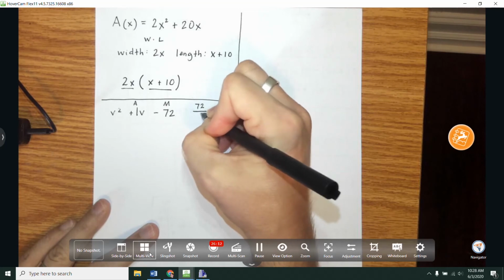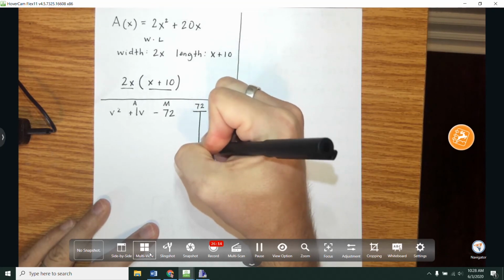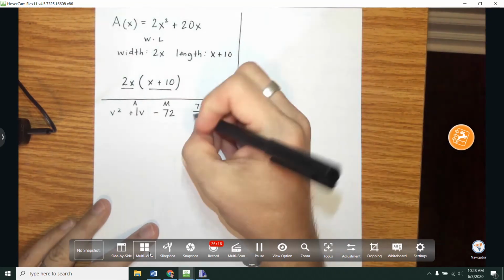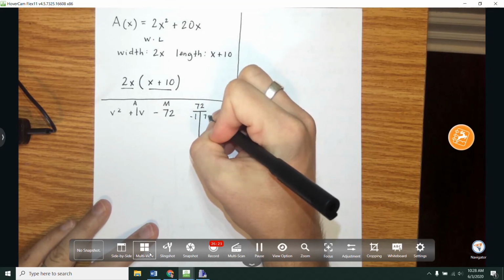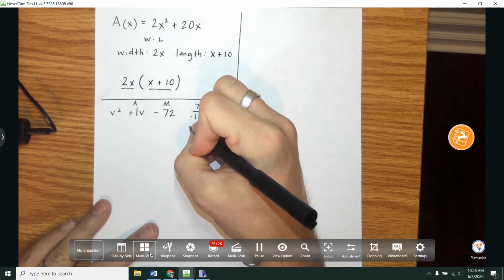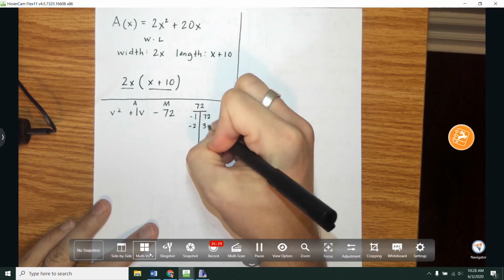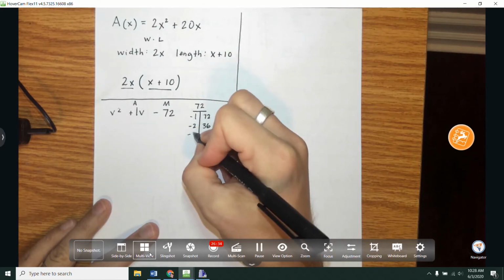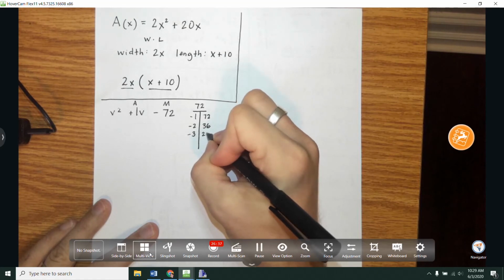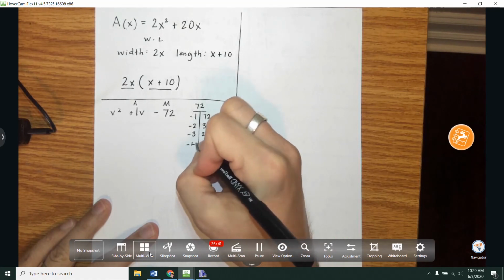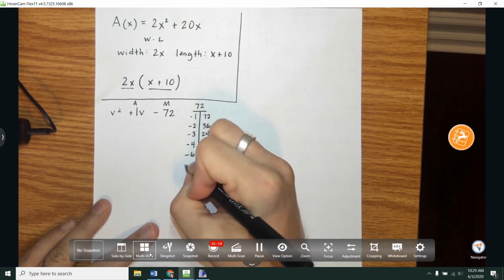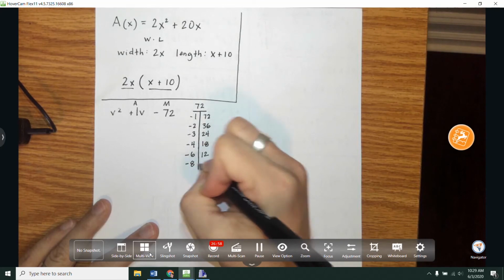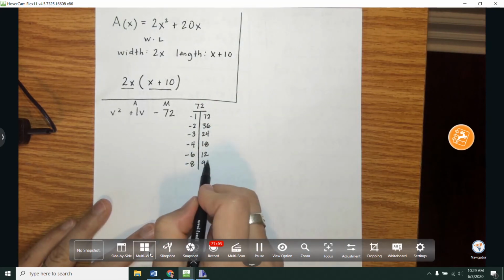We're going to list off all the factors. You're welcome to do it on your calculator. And we're trying to get a positive, so our bigger number needs to be the positive. So -1 and 72. We got -2 and 36. We got -3, 24. We got -4 and 18. We got -6, 12. And 7 doesn't work, but we got -8. And I might have made a mistake in there, but this is what we're looking for.